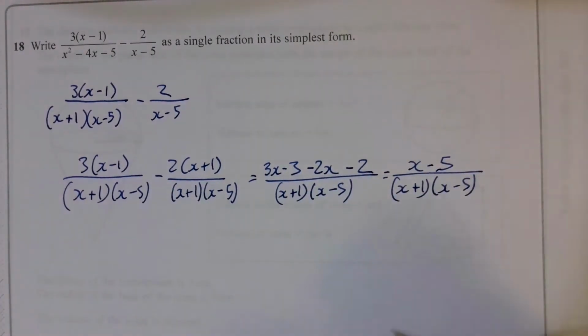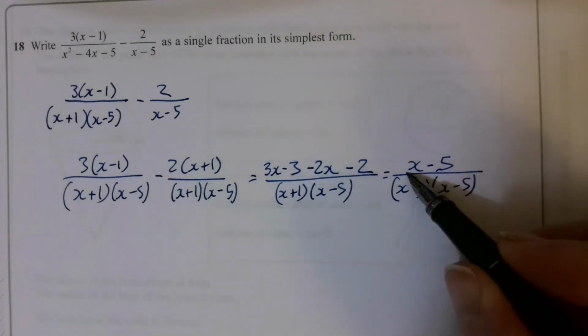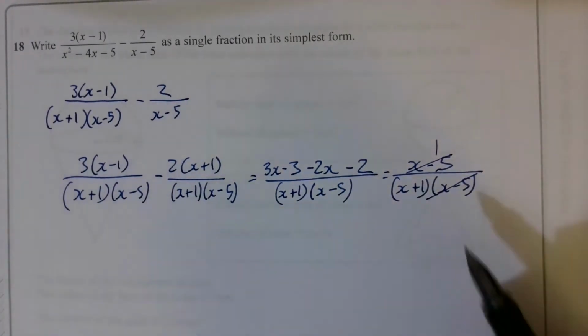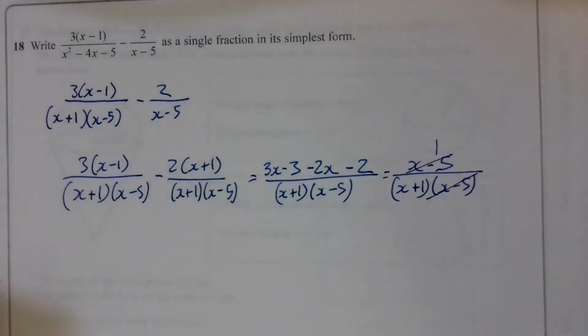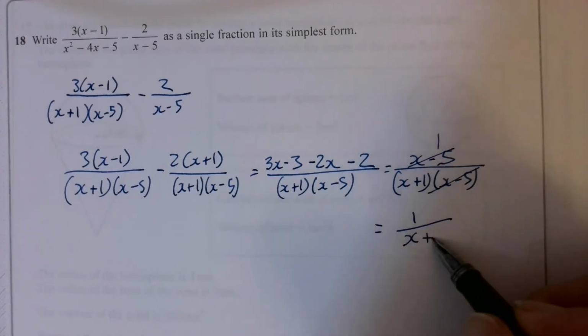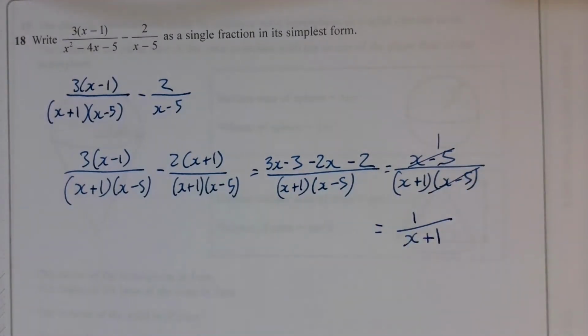Oh, x minus 5. I can now divide top and bottom by x minus 5, giving me 1 on the top, and x plus 1 times 1, which is just x plus 1 on the bottom. So that's basically done. It is 1 over x plus 1. If you didn't get it, just rewind and watch it again. Take your time until it makes sense.